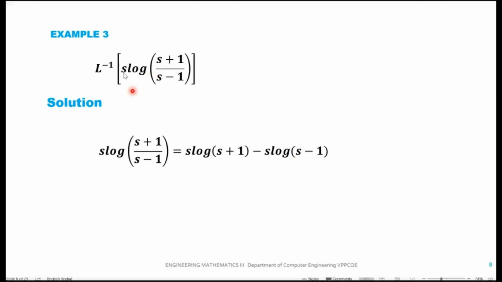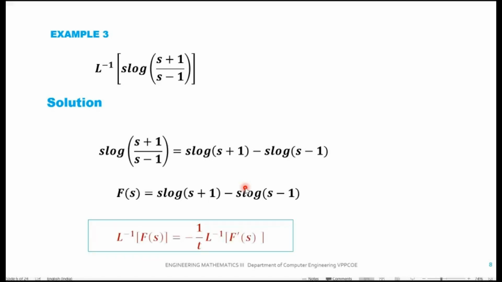Okay. Whenever the log function is inside, we have to make use of minus 1 by t L inverse of f dash of s. For that, first we have to simplify the log term. So I will get s into log of s plus 1 minus s into log of s minus 1. After that, what is your f of s then? F of s is the right hand side part. So what is the property we have? Minus 1 by t L inverse of f dash of s. So this function is f of s, and we have to differentiate it and write it here. So what is the derivative of s log of s plus 1?